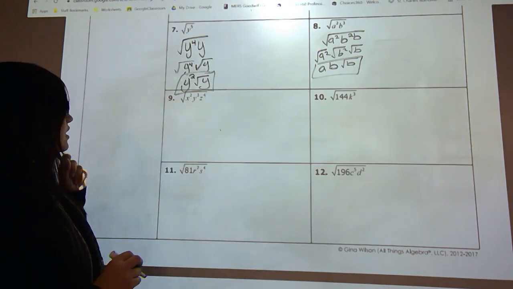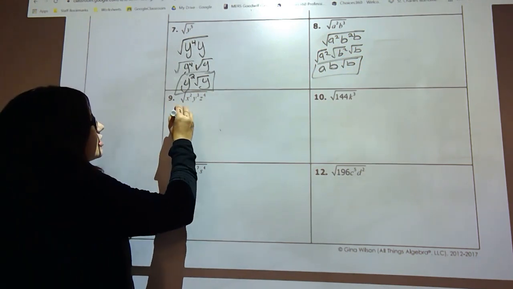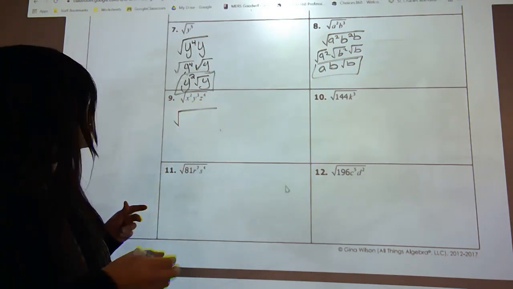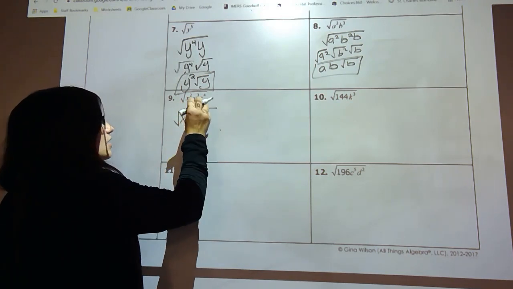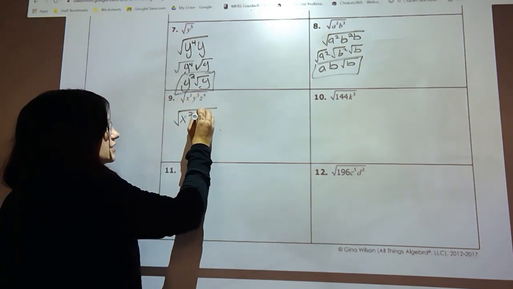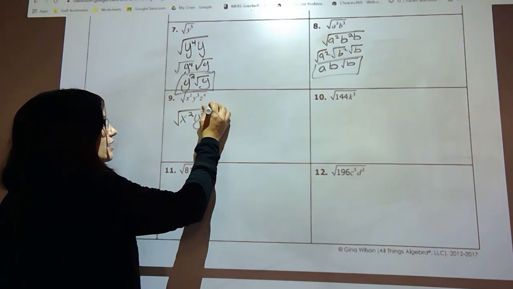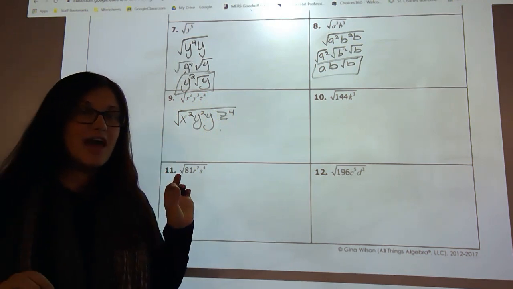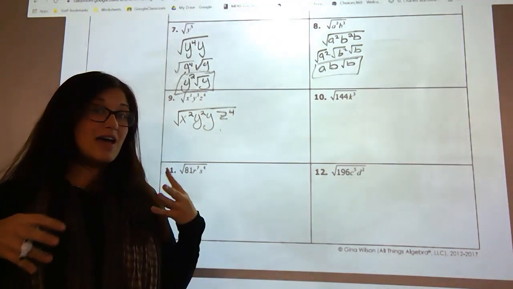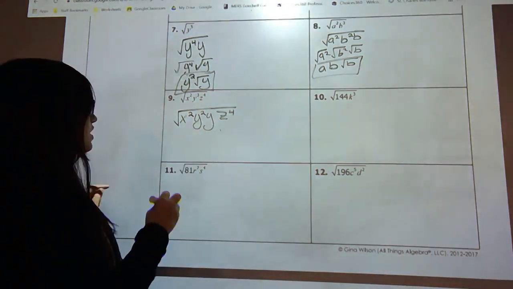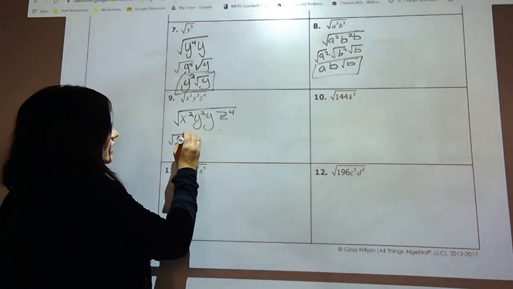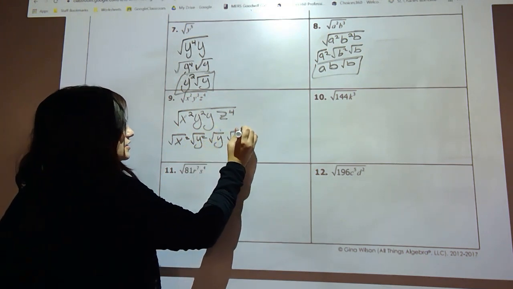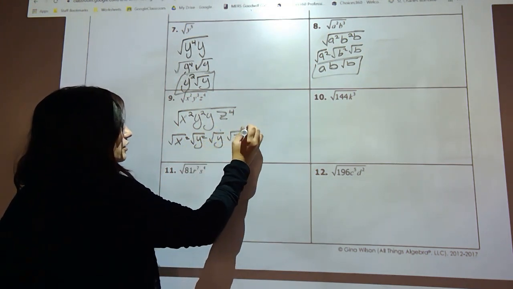Let's do number 9. I'm going to look and see which ones are perfect, and if they're not perfect, I'm going to try and factor them out. X squared is fine how it is. Y cubed, that's not perfect. I need y squared times y. And then z to the 4th, that's perfect. So I'm going to take one step to make sure I factor all of my imperfect squares. So now I can split it. I have the square root of x squared times the square root of y squared times the square root of y times the square root of z to the 4th.